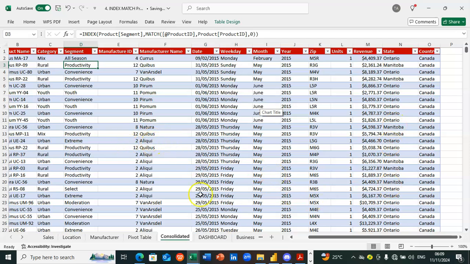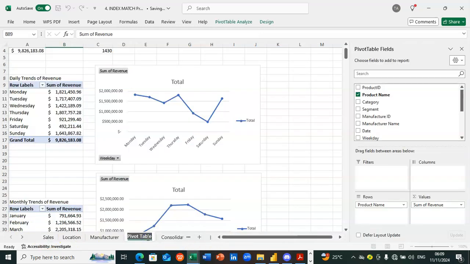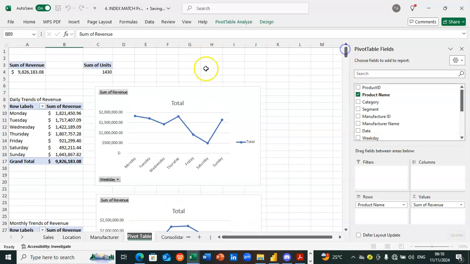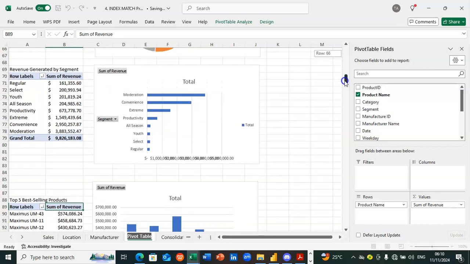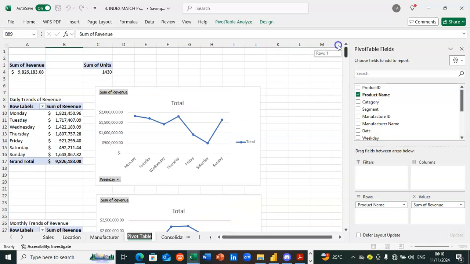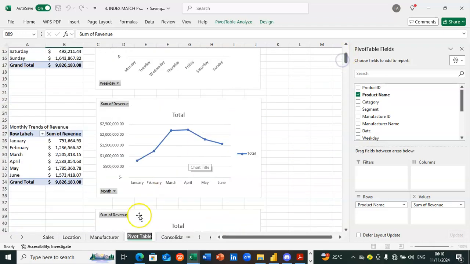After doing this, I move ahead to the main analysis with the aid of pivot. This is my pivot table. In the pivot table, you see the two metrics that serve as measure of the business performance, the revenue and the total quantity sold. These two metrics serve as a base for all the calculations I derive there, for me to be able to get the daily trends of revenue, monthly trends of revenue, proportion of revenue by category, proportion of revenue by state, revenue generated by segment, and top 5 best-selling products. And with this, I create a visual graph to explain all the tables, all my calculations here. And I move ahead.